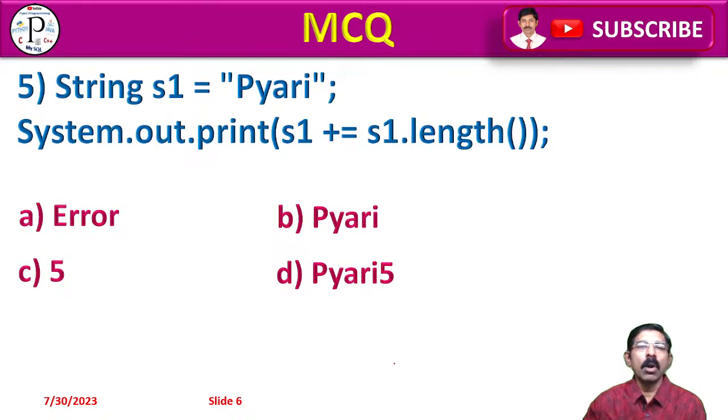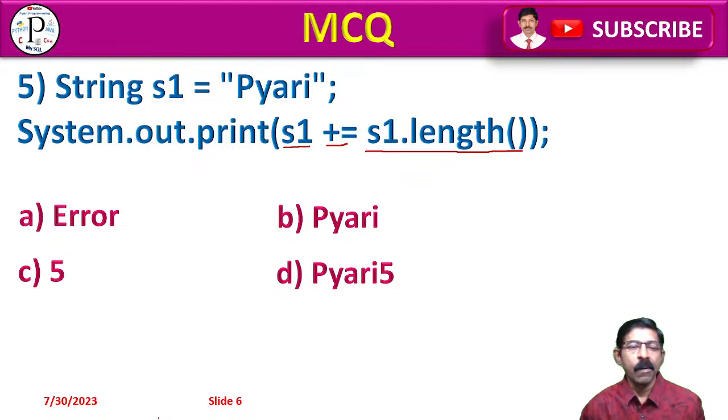String S1 is equal to Pyari, system.out.print. S1 plus is equal to, shorthand operator is used, S1 dot length. Yes, now what will be my answer? 5D. 5D. 4D. Tanisha, 5. Yes, Ayushman. Be sure, don't need to give your answer repeatedly. I got it. You have given the answer 5D. Okay. So that means a small change in this part will change the answer.